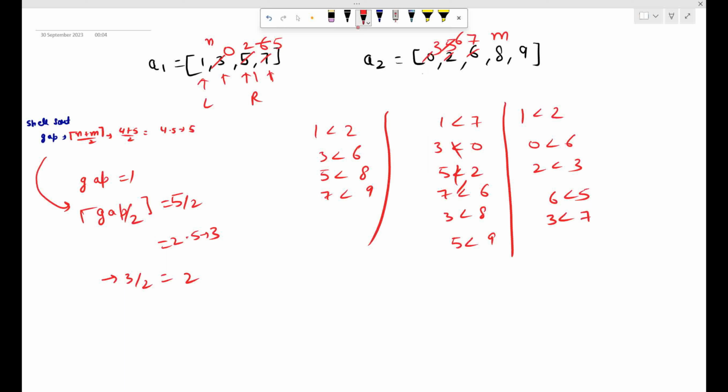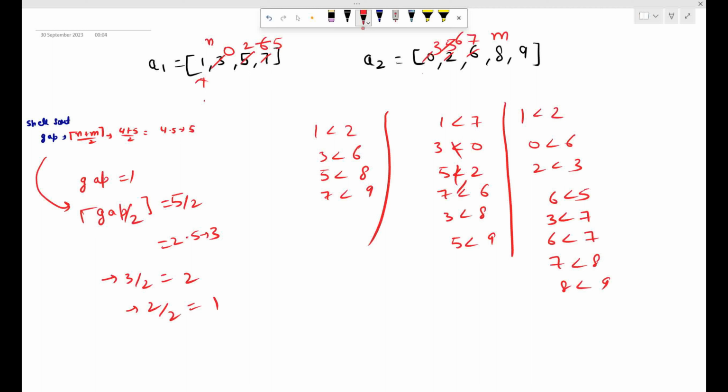3 less than 7, seems fine. 6 less than 7, seems fine. 7 less than 8 also seems fine. 8 less than 9 also seems fine. Right? So this iteration is also done. Now, again calculating the gap. What is the gap? 2 by 2, which is 1. Okay. Now we have reached 1, so this will be our last iteration.